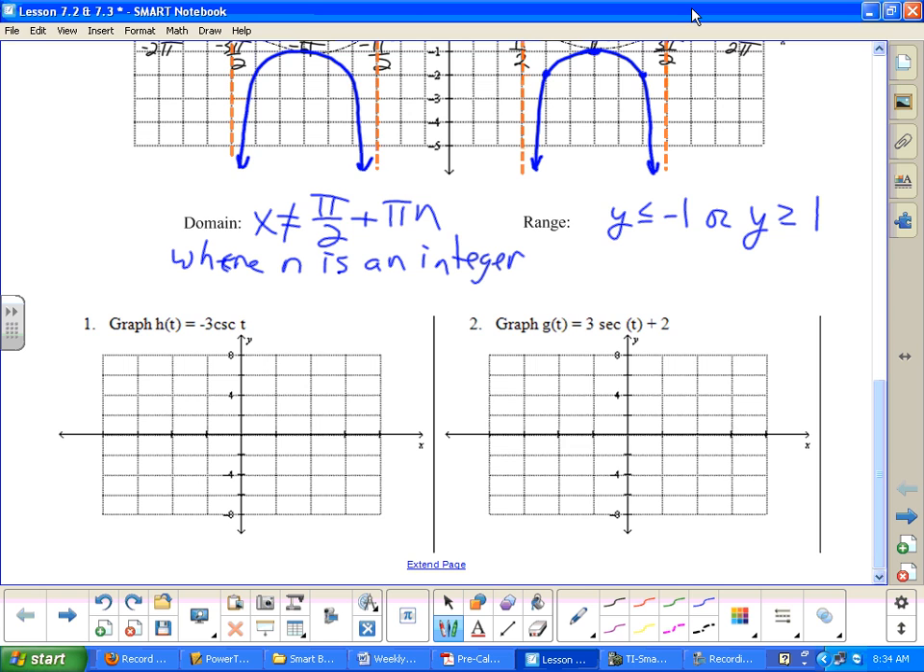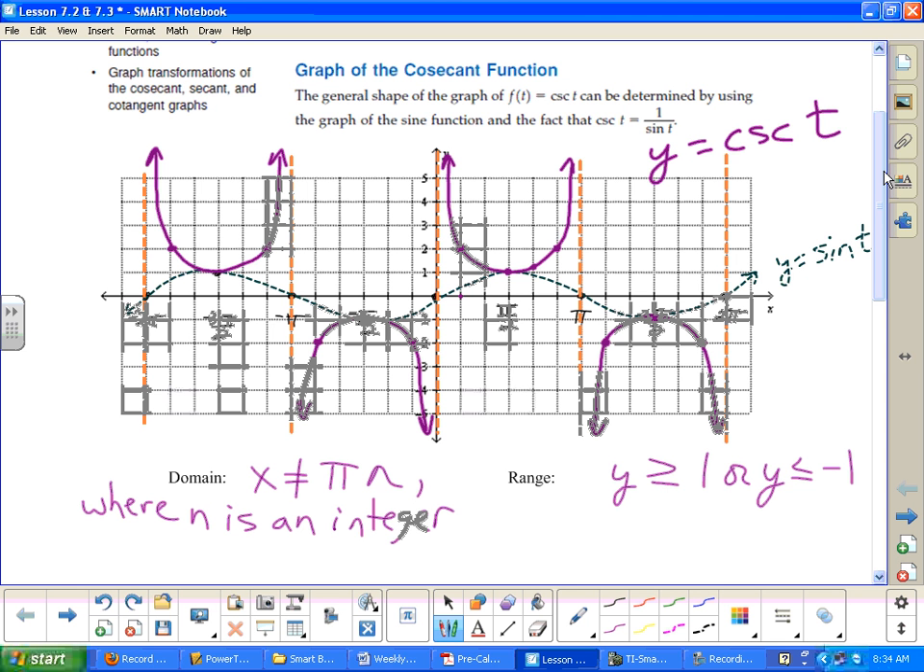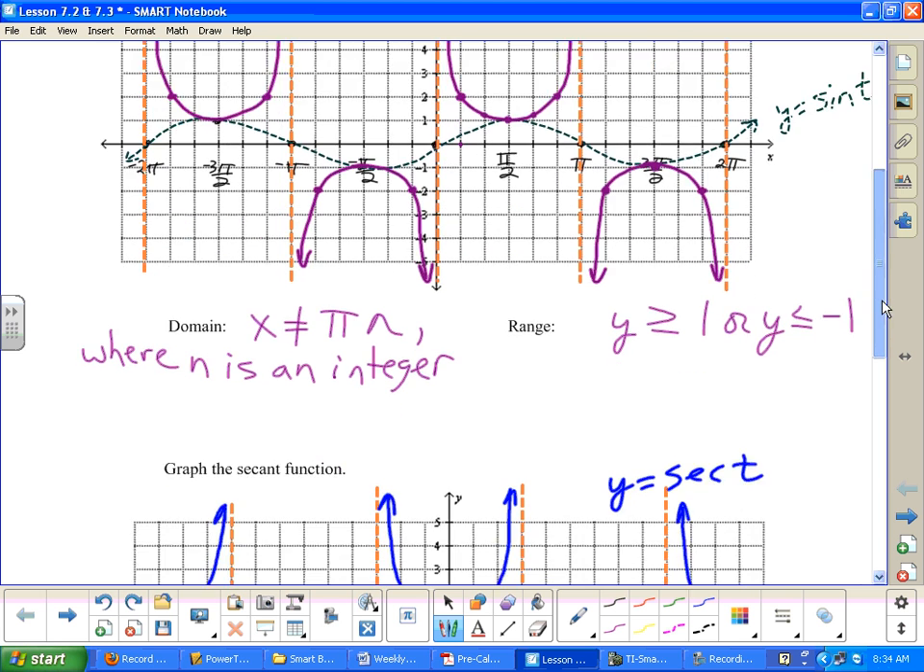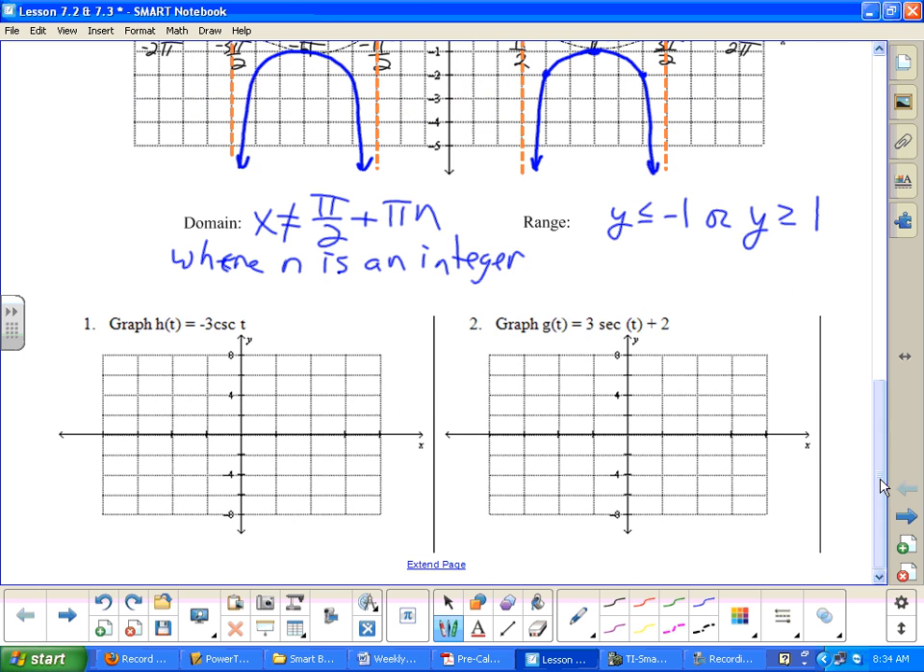Okay, so we graphed cosecant, which was just a reciprocal of sine. And we have vertical asymptotes to represent where it's undefined. All right, and we have these nice U-shaped graphs. And then we graphed secant, which is just a reciprocal of cosine. Looks just like cosecant, except it's just shifted over. Okay? So we're going to look at doing some transformations using those graphs.